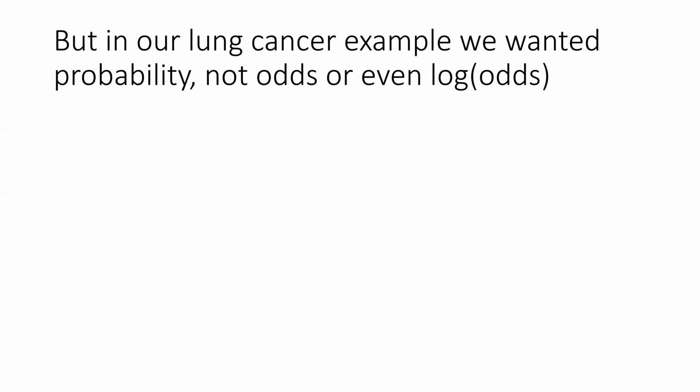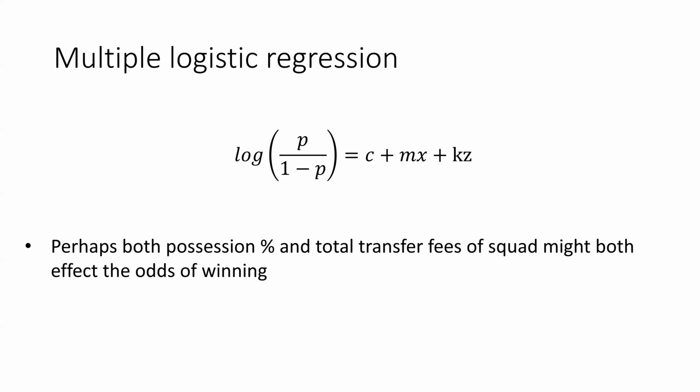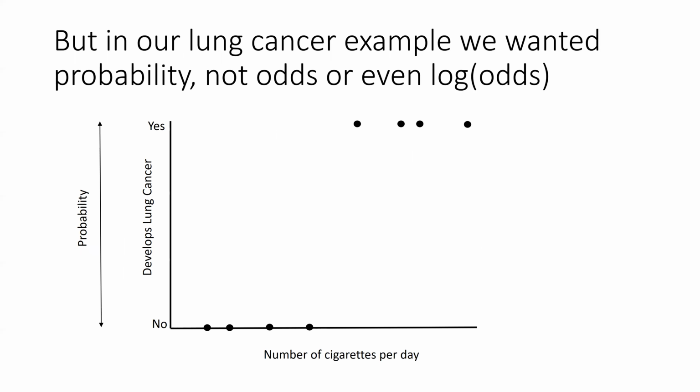Let's go back to health. So in our lung cancer example, we wanted probability, not odds, or even log of odds. At the moment, we're doing regression. We're plugging in all our variables, and we're getting out as an answer the log of the odds. We don't want the log of the odds. We're not doing traditional statistics. We want the probability. So all we need to do is rearrange for p. We want the probability, not the log of the odds, so we're just going to rearrange this equation for p.